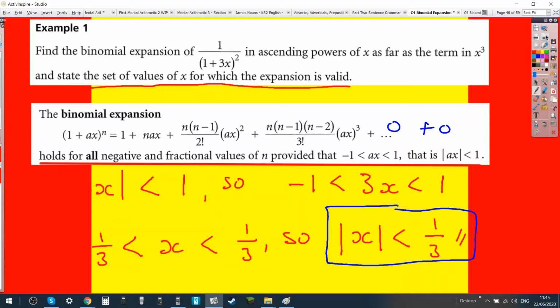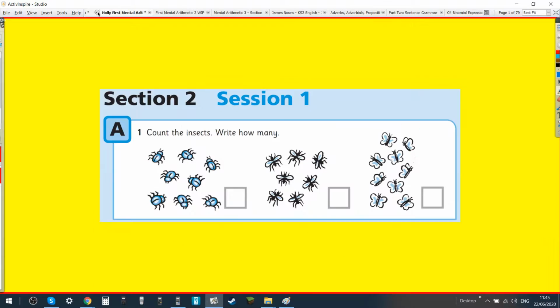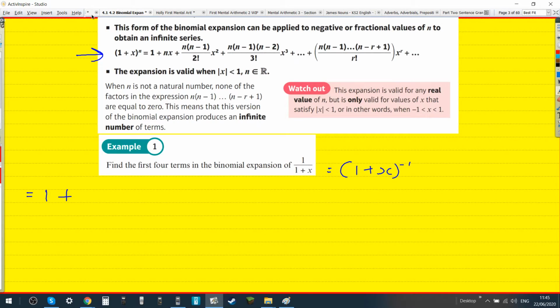Any questions there? No. Right. Now we can go back to my exam questions, I believe. Okay, let's go back to this one. So we said n is minus 1. What else do we need? I think that was it. Okay, so sub in values.